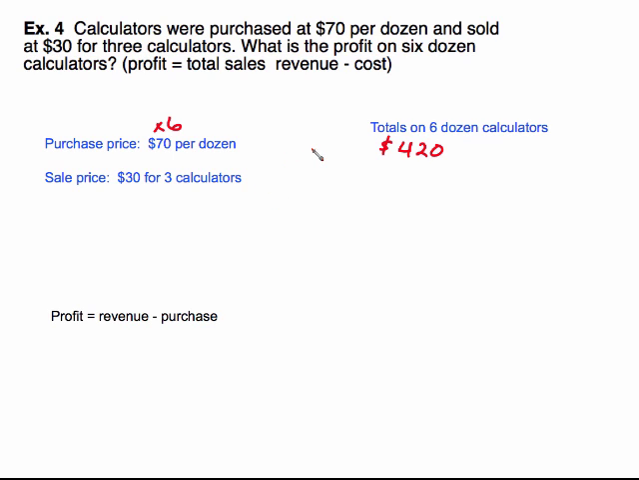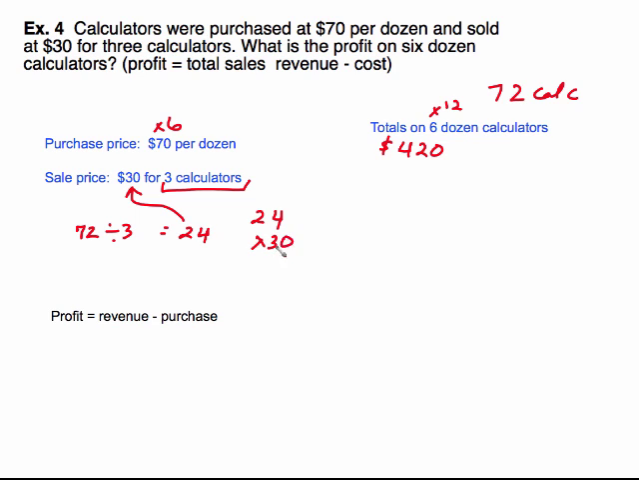Now you're going to sell them, but you're still going to sell the 6 dozen. How many calculators are 6 dozen? Well, 6 times 12 means 72 calculators. So you're sitting on 72 calculators, but you're going to sell them in packs of 3. So how many packs would that be? If you do 72 divided by 3, that gives you 24 packs of calculators that you're going to sell. And you're going to sell them for $30. So 24 times 30 is $720.